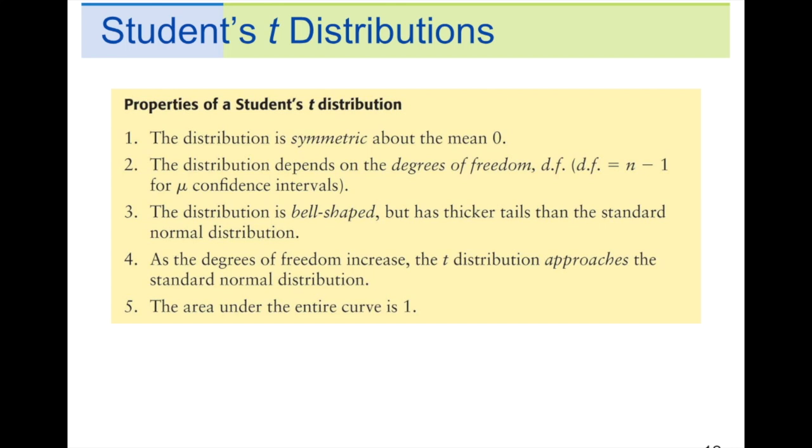The distribution is symmetric about the mean 0. The distribution depends on the degrees of freedom, which is n-1 for mu confidence intervals. The distribution is bell-shaped, but has thicker tails than the standard normal distribution. As the degrees of freedom increase, the t-distribution approaches the standard normal distribution, and the area under the entire curve is 1, just like with all the other distributions.